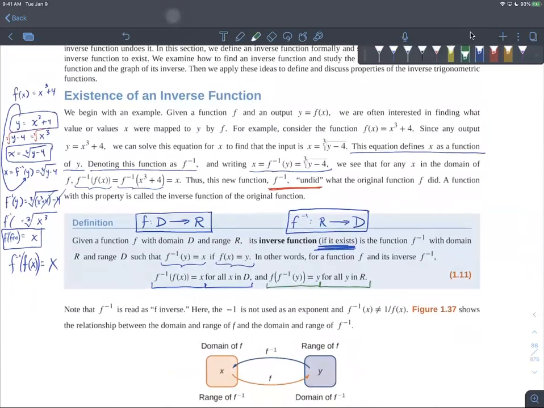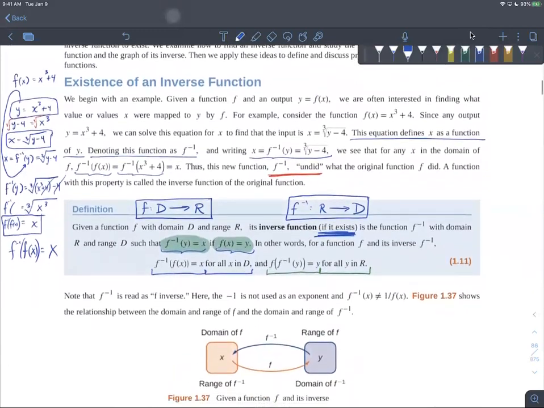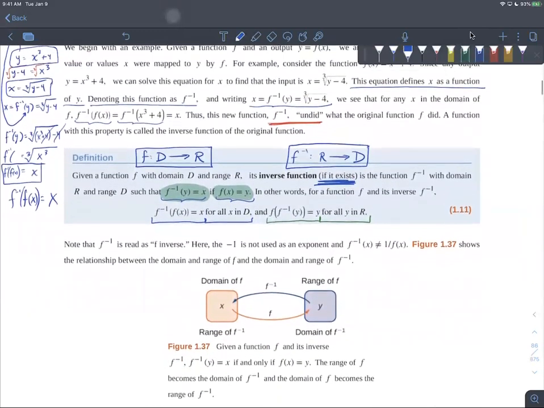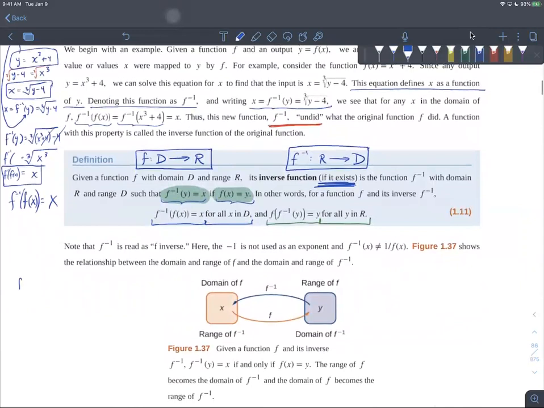So first of all, let's go over just this part here that I'm highlighting. f inverse of y equals x if f of x equals y. So if you have two inverse functions, we'll use the one that they gave as an example. The two inverse functions are f of x equals x cubed plus 4, and the inverse function f inverse of x is equal to the cube root of x minus 4.